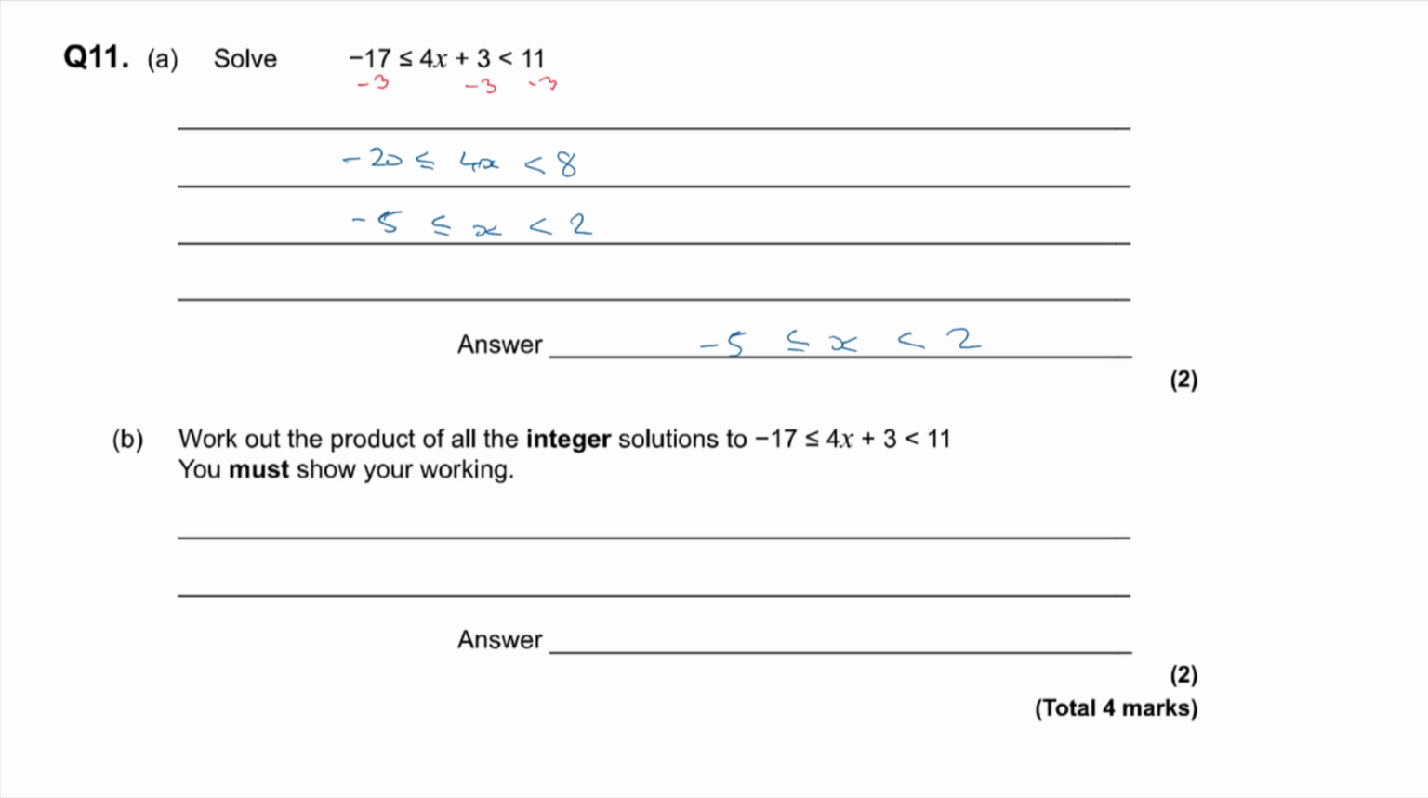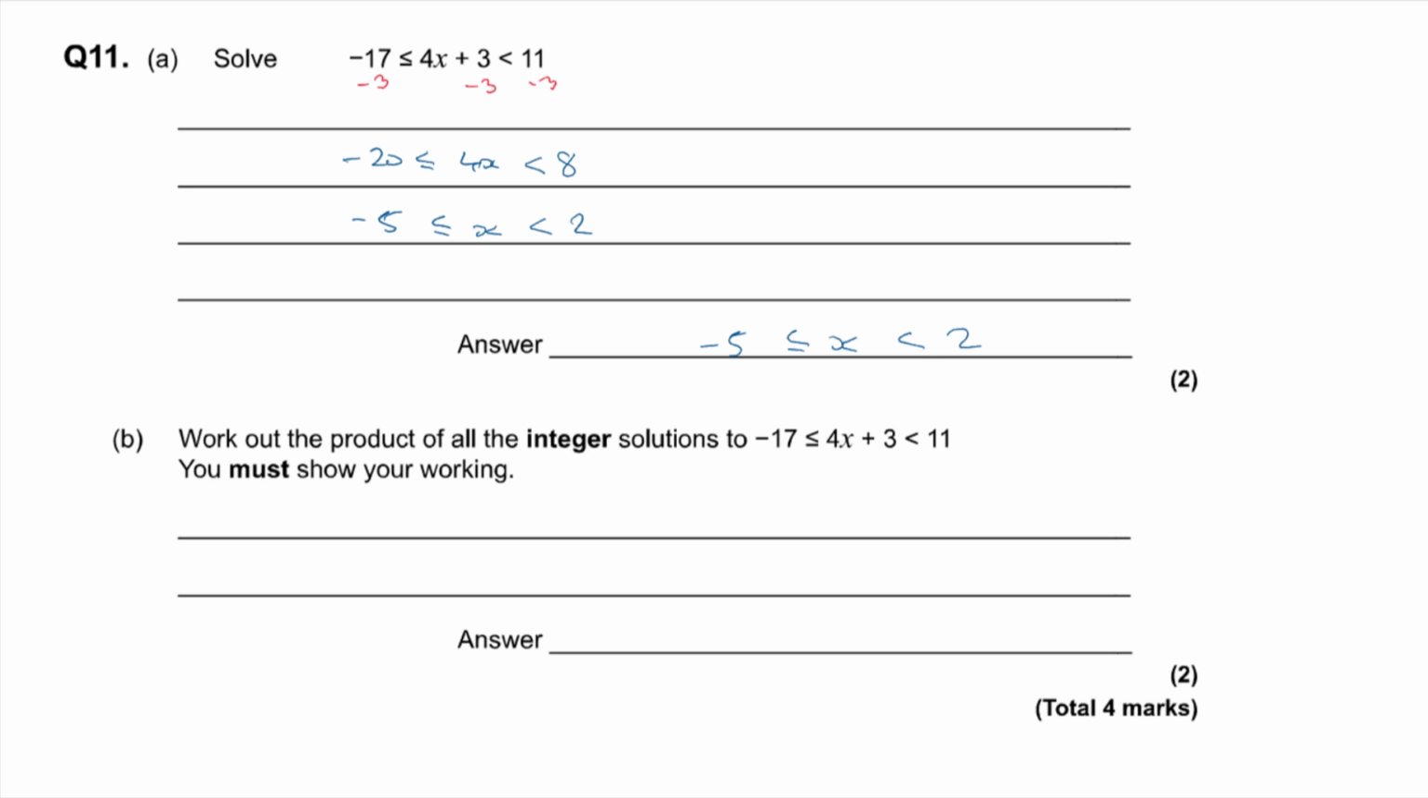Part B says work out the product of all the integer solutions to -17 is less than or equal to 4x plus 3, which is less than 11. Oh, they do want us to faff around with finding integers after all. Well, we've already simplified it down to -5 is less than or equal to x, which is less than 2.